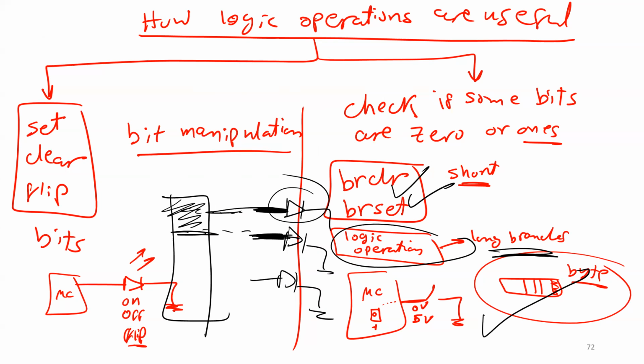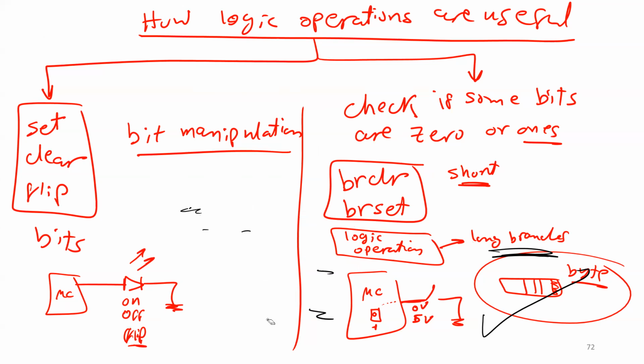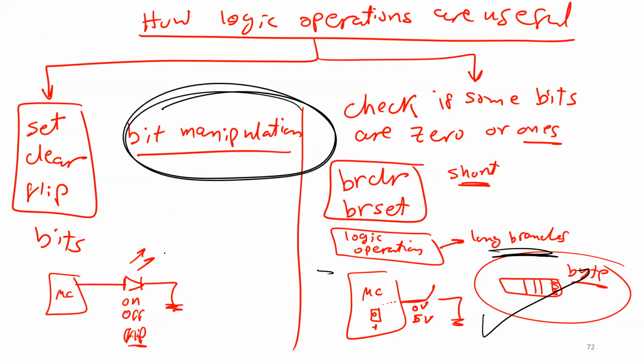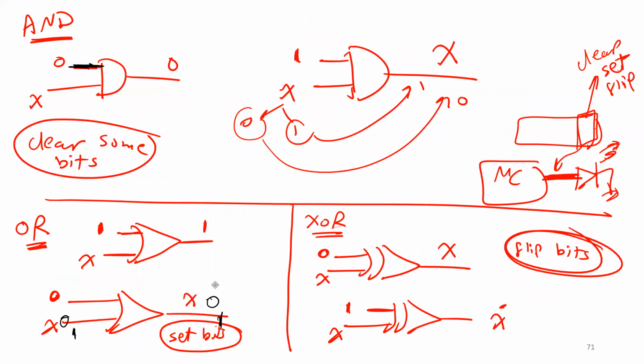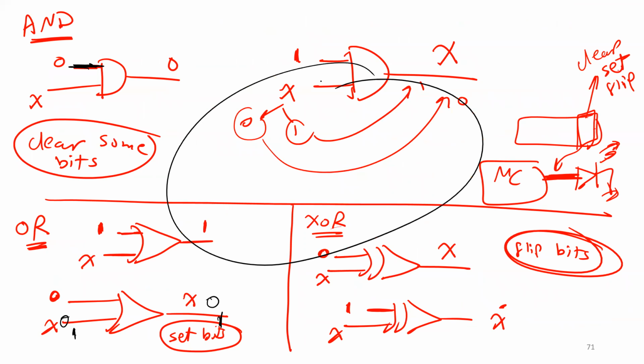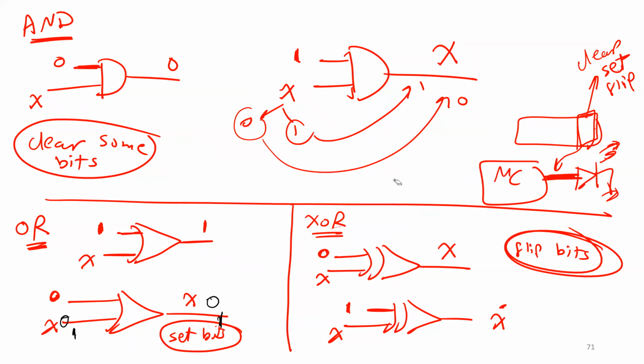Okay, so now I'm going to explain, guys. Now I'm going to start with bit manipulation. I'm going to explain how you can set some bits without changing the other bits. How can you clear some bits without changing the other bits? How can you flip some bits without changing the other bits using the Boolean operations I explained here? Okay, guys. I'm going to tell you very easy. Look here.